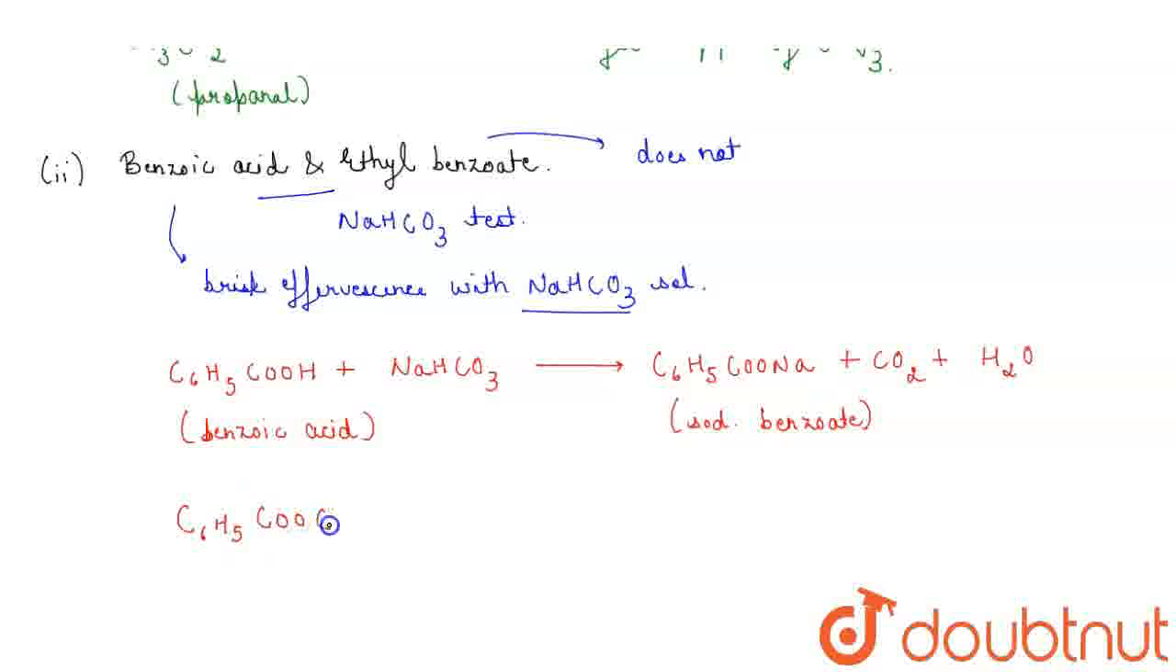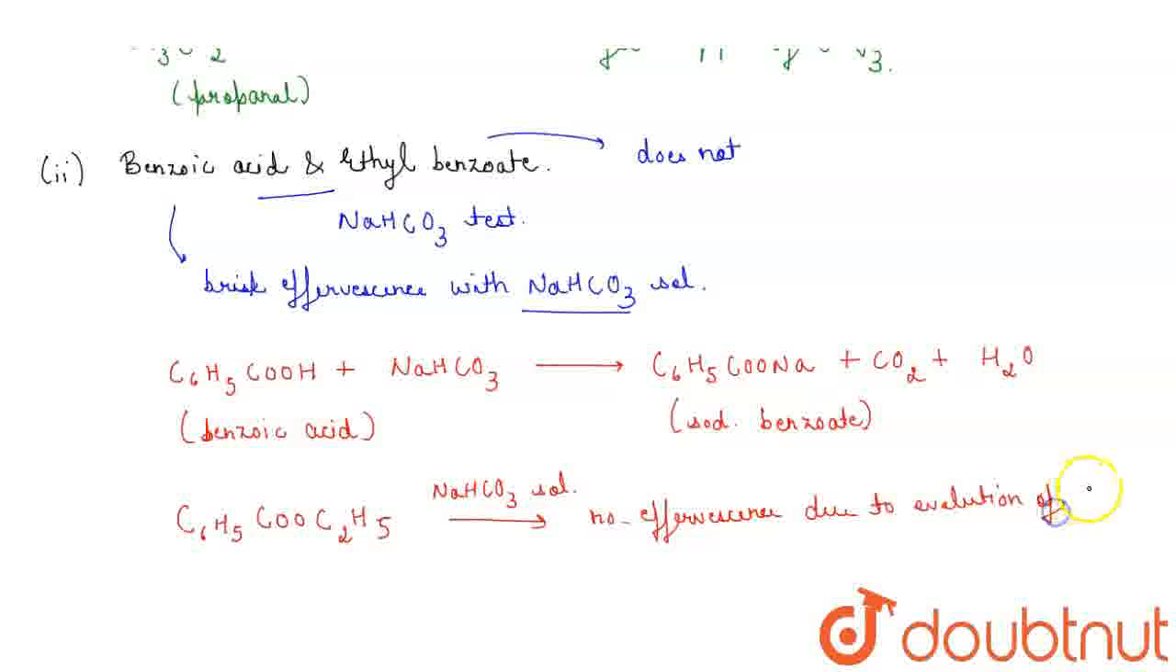So this is ethyl benzoate. Now when it reacts with NaHCO3 solution, it does not produce any effervescence due to evolution of CO2 gas, because the effervescence produced in the reaction is due to the evolution of CO2 gas, and when ethyl benzoate reacts with NaHCO3 solution, it does not evolve any CO2 gas.